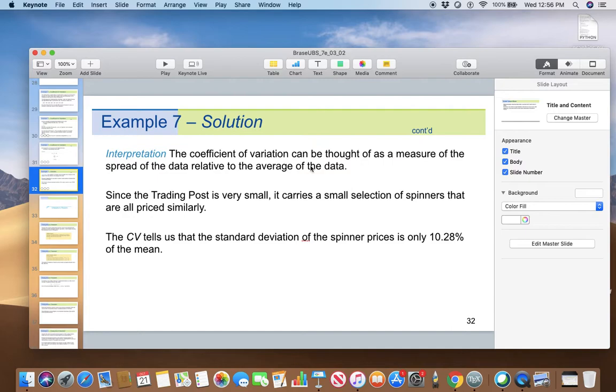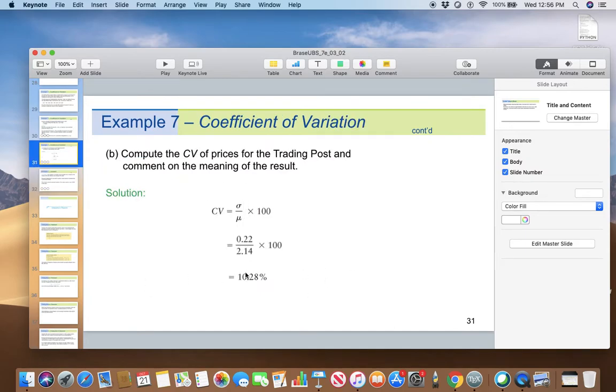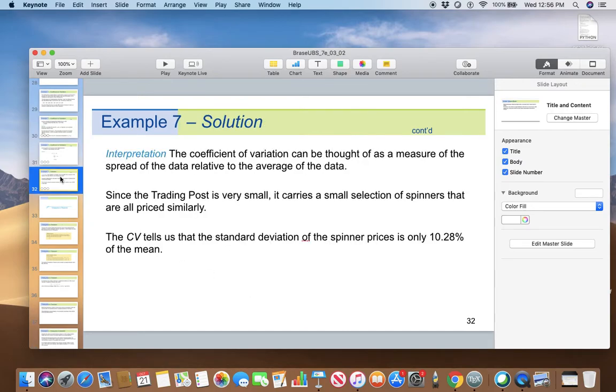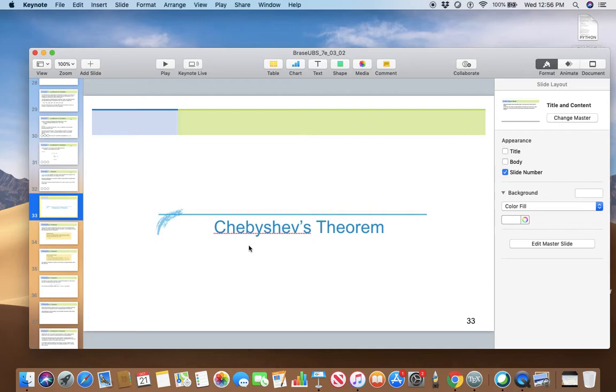Interpretation. The coefficient of variation can be thought of as a measure of the spread of data relative to the average of the data. Since the trading post is very small, it carries a small selection of spinners that are priced similarly. The CV tells us that the standard deviation of the spinner prices is only 10.28% of the mean. That's what you were able to say with this calculation. All right. Next, Chebyshev's theorem.